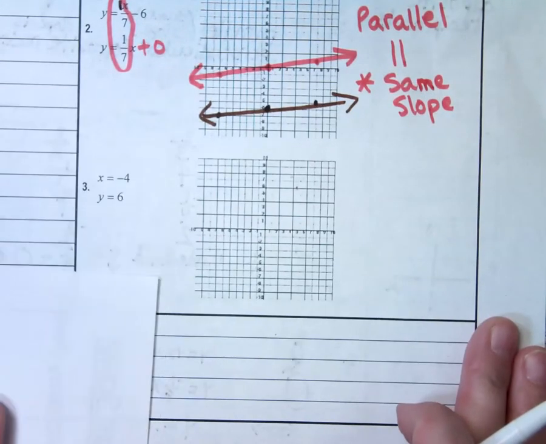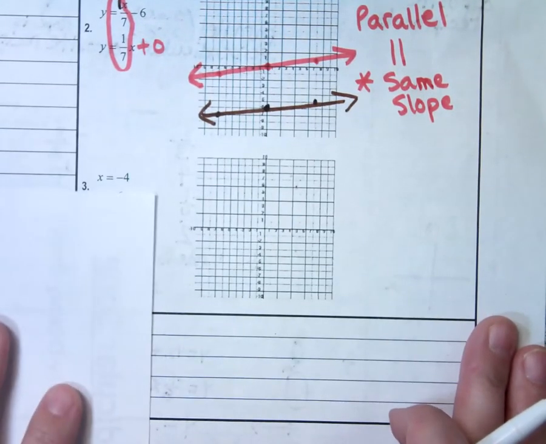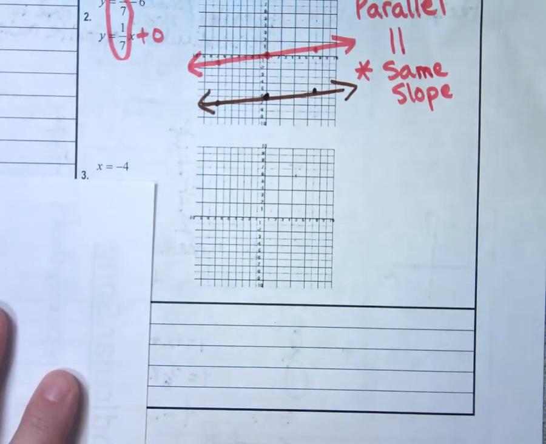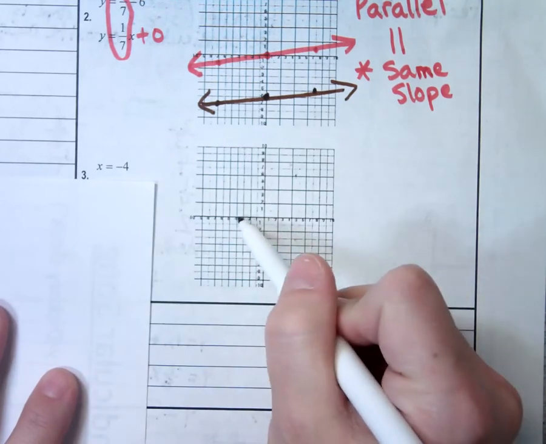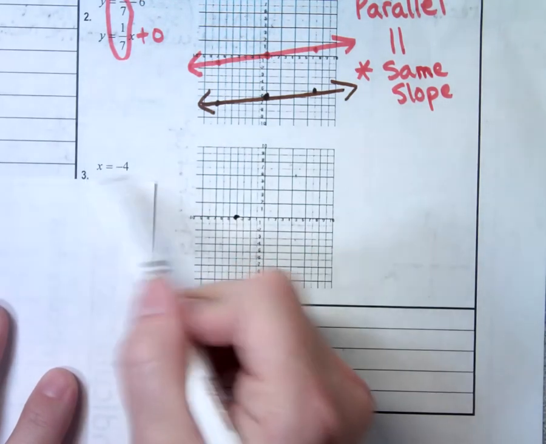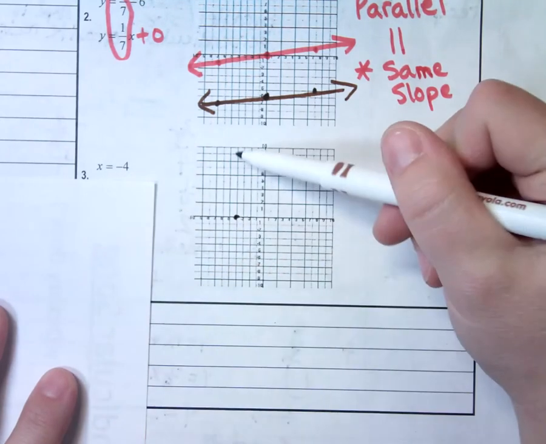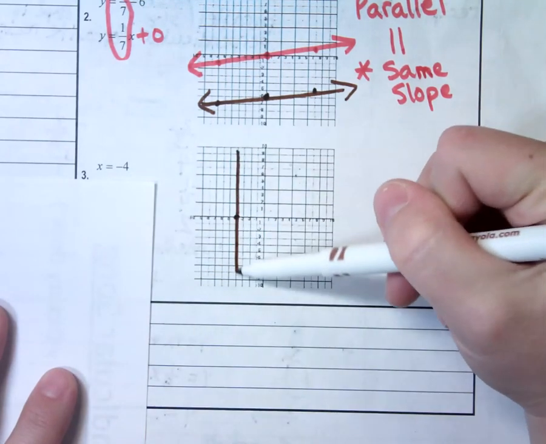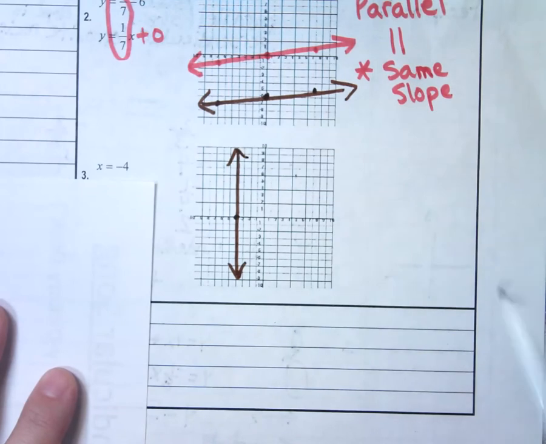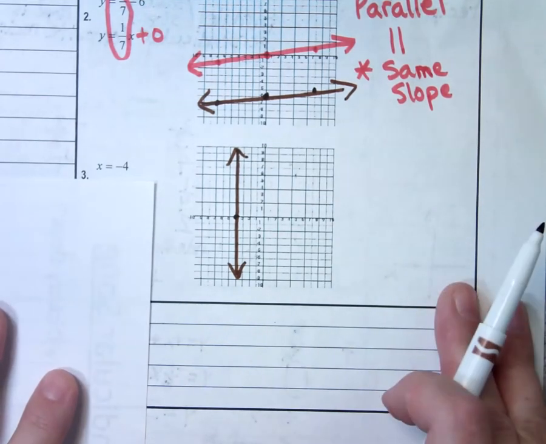Okay, and let's go to the third one. All right, I know this first one is not a diagonal line because it doesn't have an x and a y. So I go to where my x is -4. So I go left 4. This line is only going to cross the x-axis. So if it only crosses the x-axis, this is how it looks. All x equals lines are vertical.